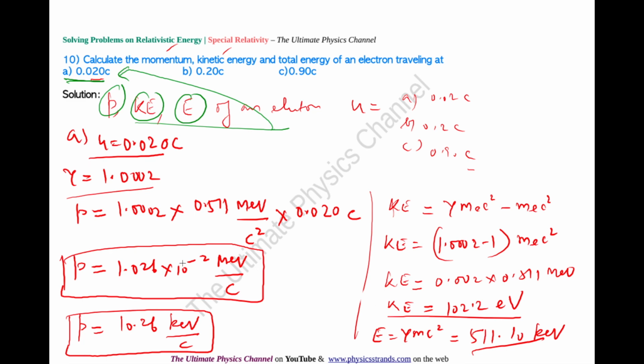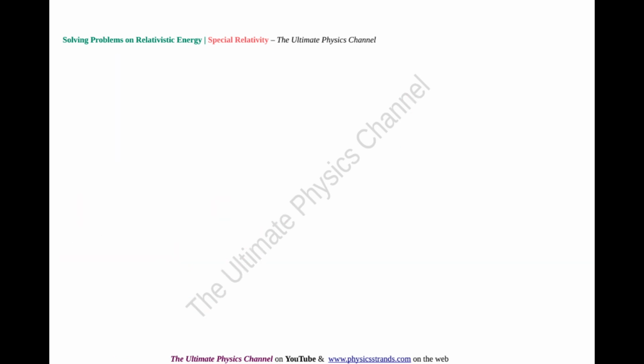These are the values. We can see that the difference between the total energy and the kinetic energy, in this case, will turn out to be the rest mass energy, which is 0.511 MeV, that we can verify. Right? Now, for the second and third parts also, we can do the same thing, work this out and get the values. The procedure is the same, so I'm not going to be repetitive here. I'm just going to write down the values for the other parts.